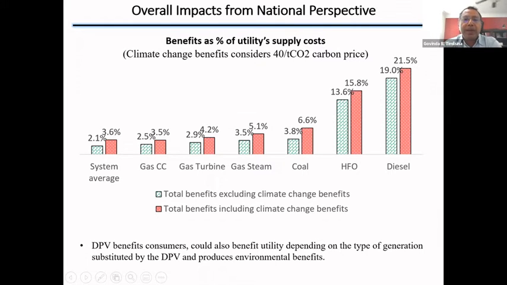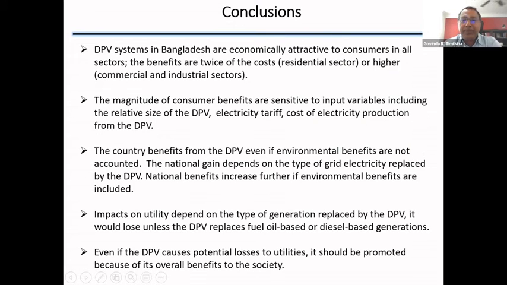So, in conclusion, DPV systems in Bangladesh are economically attractive to consumers in all sectors. The benefits are twice the cost in the residential sector and higher in the commercial and industrial sector. The magnitude of consumer benefits is sensitive to input variables, including the relative size of the DPV to the load, electricity tariff, and cost of electricity production from the DPV.